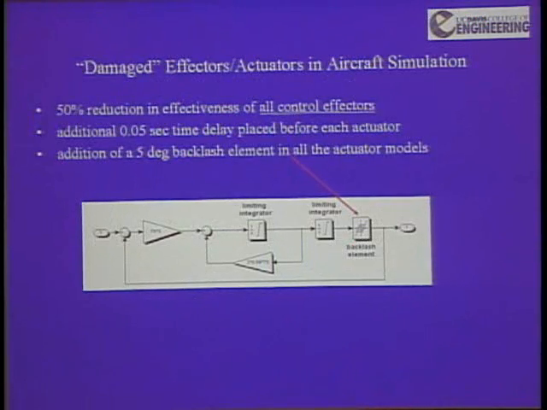We started screwing up the design as if we had damage. So what we did, we reduced the effectiveness of all the control effectors by 50%. Suddenly the aileron, maybe half the aileron's missing or something, and they're only 50% effective. We didn't do any aerodynamic modeling here. We just reduced the gain of the actuators. Okay, we added 50 milliseconds of time delay. That's always destabilizing. And finally, and this is kind of a biggie, we put a backlash element in the actuators, like they're worn. The actuators are suddenly getting sloppy.